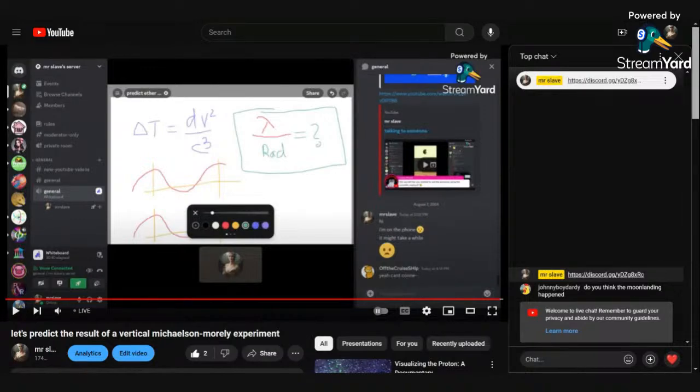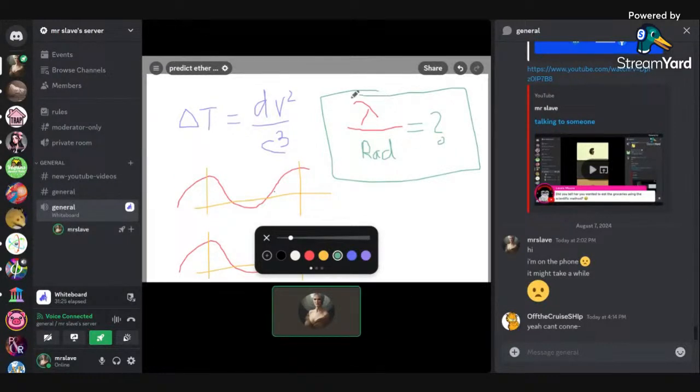Let's continue. So we're trying to predict the number of wavelengths per basically degree that we move. But really all we want is just over 90 degrees. All we care for is pi radians. We don't care for 1 radian, we care for pi radians. 2 pi is a full circle, pi radians is half a circle. Right? We want to go from here.